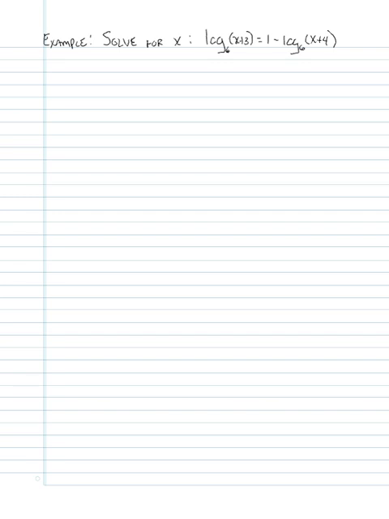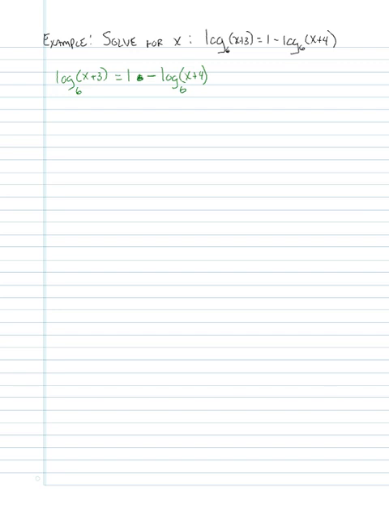But remember what we're supposed to do. We're supposed to gather the logarithms to one side when we have an equation that has more than one logarithm, and then combine them in a way so that we get a single logarithm. So let's start with this equation. The logarithm of x plus 3 base 6 is equal to 1 minus the logarithm of x plus 4 base 6.